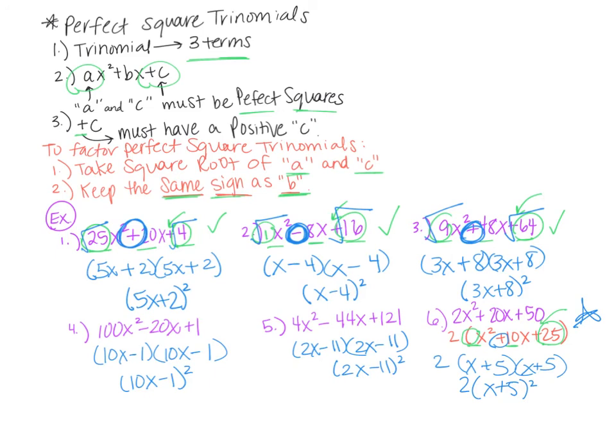But remember, we had difference of perfect squares where there were 2 terms with subtraction and everything was perfect squares. And then we had perfect square trinomials where we had 3 terms. The first and the last are perfect squares. The last number has to be plus. All right?